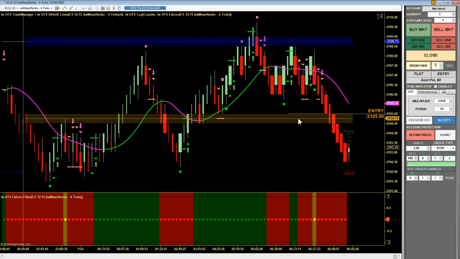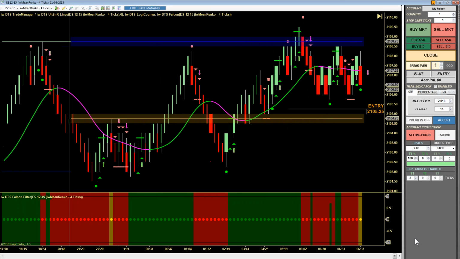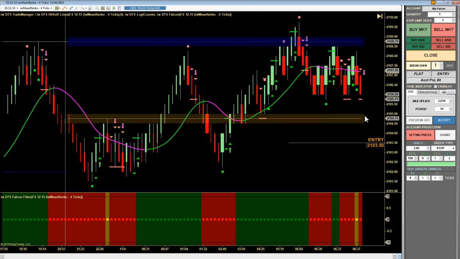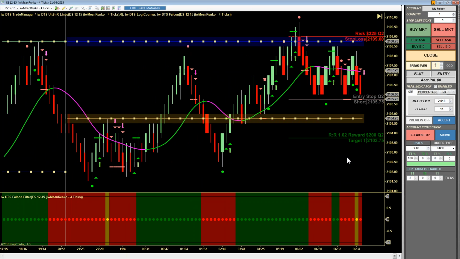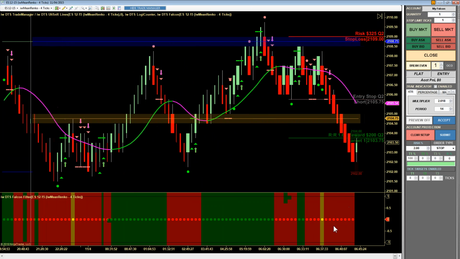So let's see, that would have been, we'll pretend this is going on real time. So we would have shorted there. There's our hash mark, our suggested entry. There's our stop, and you can see no problem hitting our high probability target. Very often the market will react after hitting our high probability target. Just a little something to keep in mind.